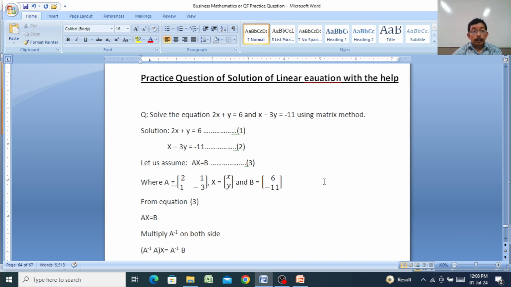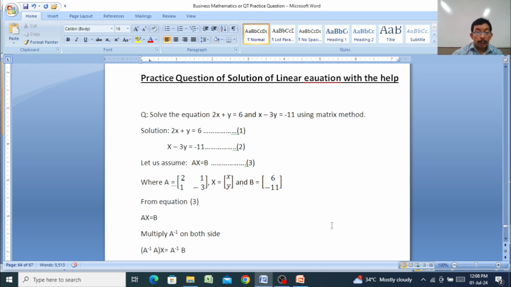Is it clear? The given equations are 2x plus y equal to 6 and x minus 3y is equal to minus 11. Note down first. After that we take A is equal to the coefficient of x and y. This is the matrix A, and x is the variables in the two equations. These are x and y. Note down in column form. Then x is equal to x, y in the form of a column. This is the matrix of x, and B is the constants on the right hand side of the equations in the form of a column matrix. B is equal to 6, minus 11.